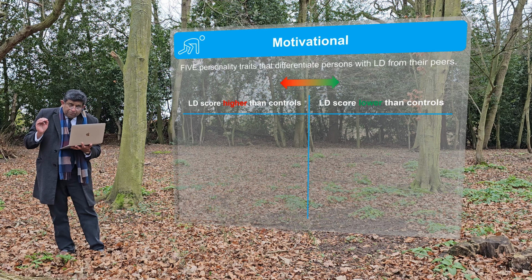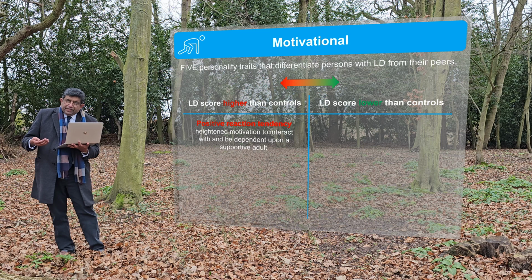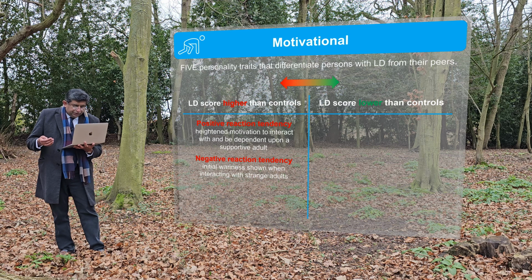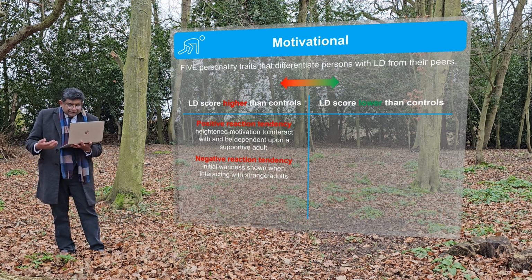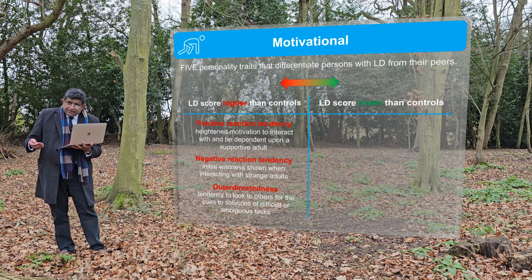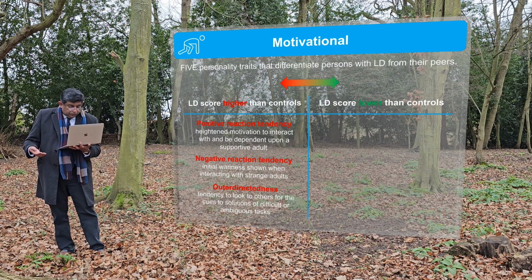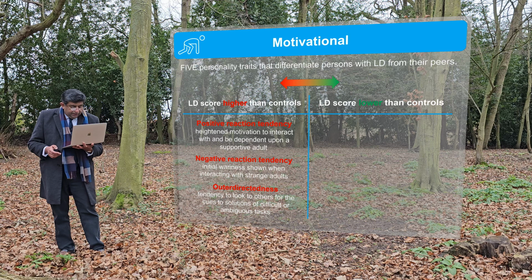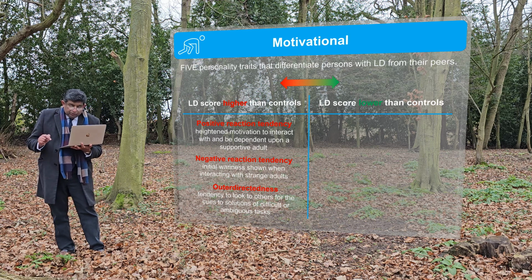The first is something called positive reaction tendency, and this is the heightened motivation to interact with and be dependent on a supportive adult. The second is called negative reaction tendency, and this is the initial wariness that is shown when interacting with strange adults. And the third is what is called outer-directedness, and this is the tendency to look to others for cues to solutions of ambiguous or difficult tasks. On these 3 factors, people with learning disability tend to score higher, and on the remaining 2, they score lower.